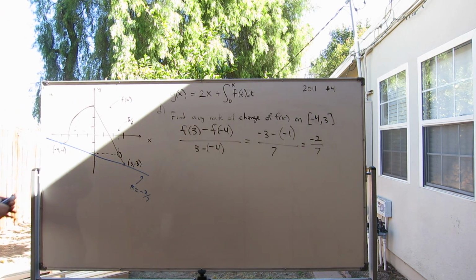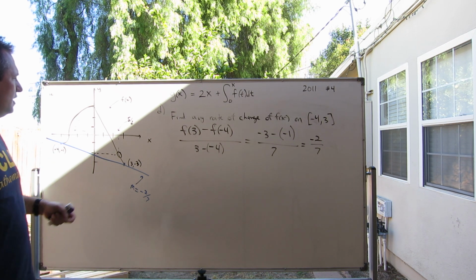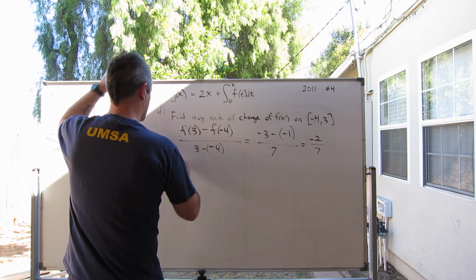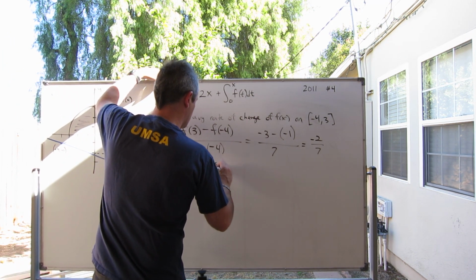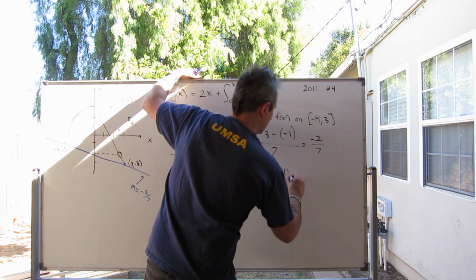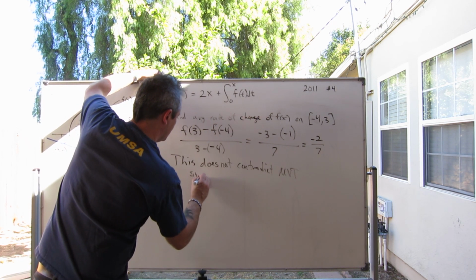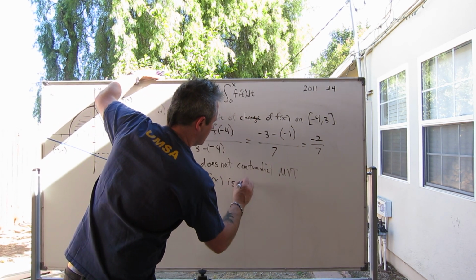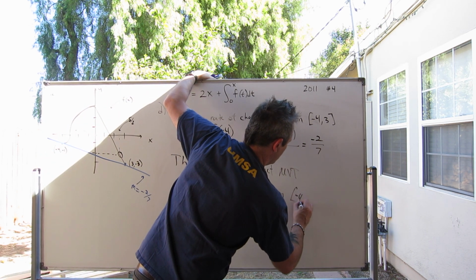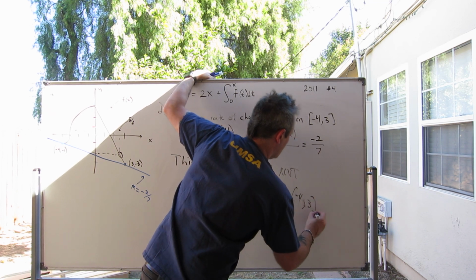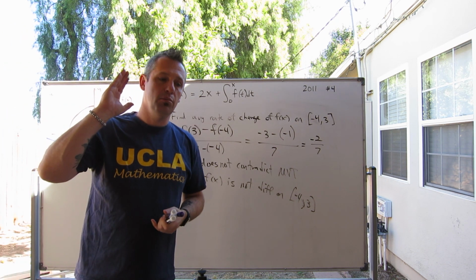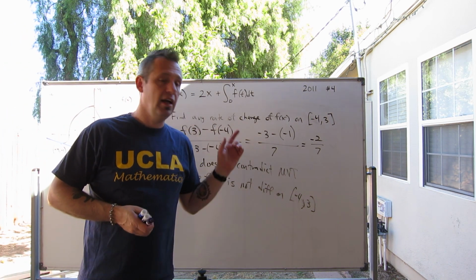And in this case, that does not happen. But it does not contradict the theorem because there is a place where f of x is not differentiable. So my answer to this is, this does not contradict MVT, since f of x is not differentiable on -4, 3. In particular, there's a discontinuity, a location of non-differentiability at x equals 4.